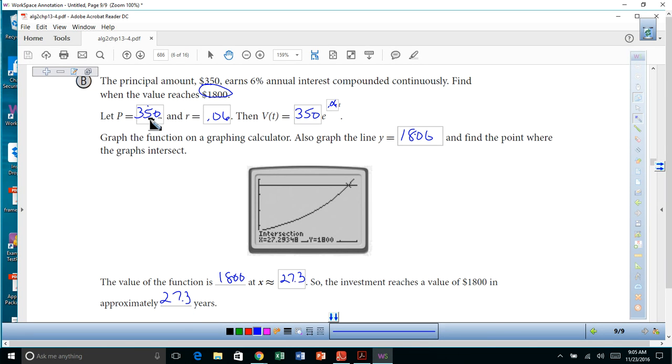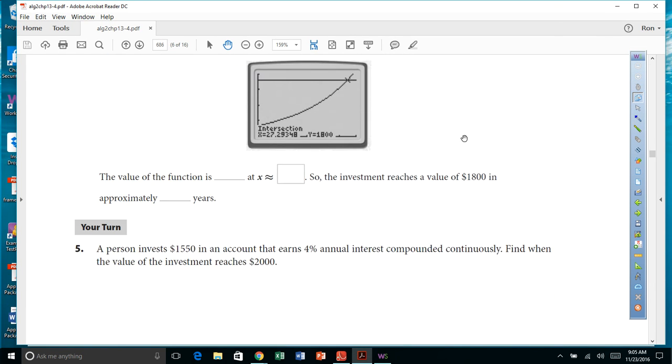Think about it. You put in $350 and it's now worth $1,800. That's a lot.